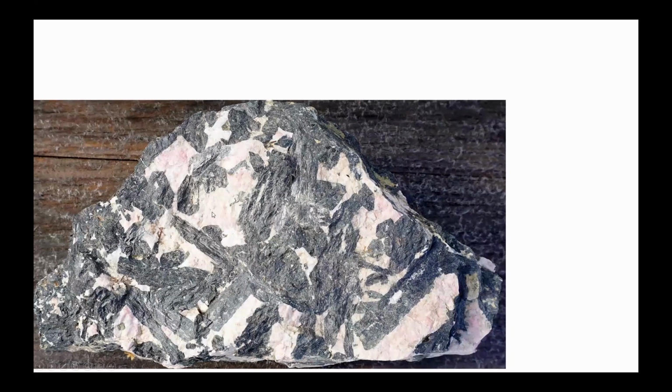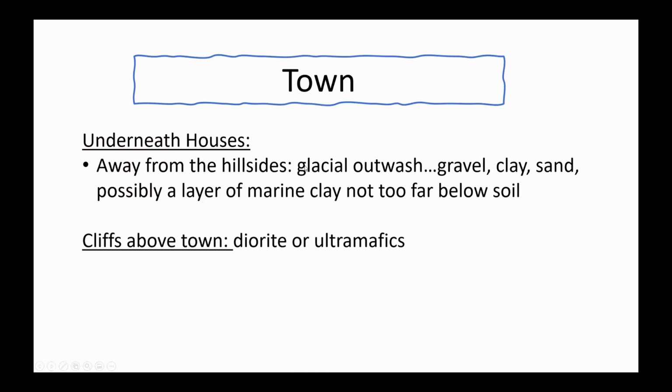Okay, so under houses in town, it's mostly glacial outwash. After the glaciers left, the water melted, carried all the stuff from the glaciers, and deposited gravel, sand, and clay. And then the ocean came up relative to the land, and a layer of marine clay was deposited on that, in some places very thick, in some places not very thick. And of course, around town, the land's been moved around a lot. So you may originally have had marine clay under your house if you live in town, but through gardening and people putting in driveways and moving things around, the marine clay may not be there anymore.